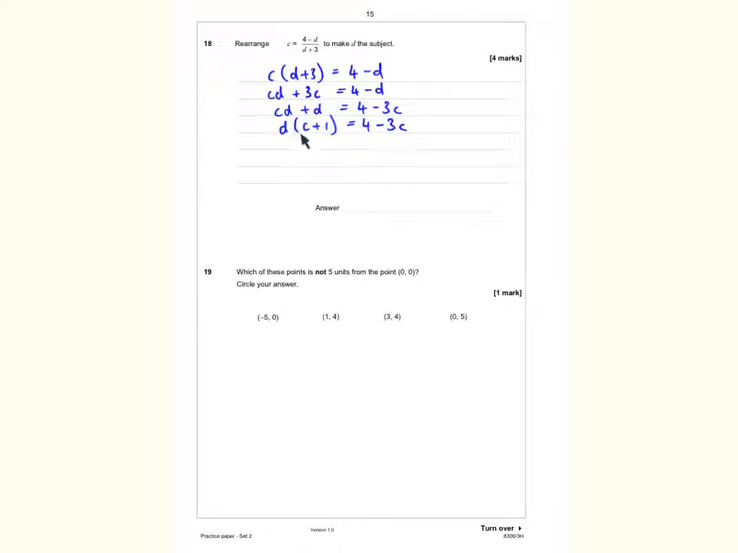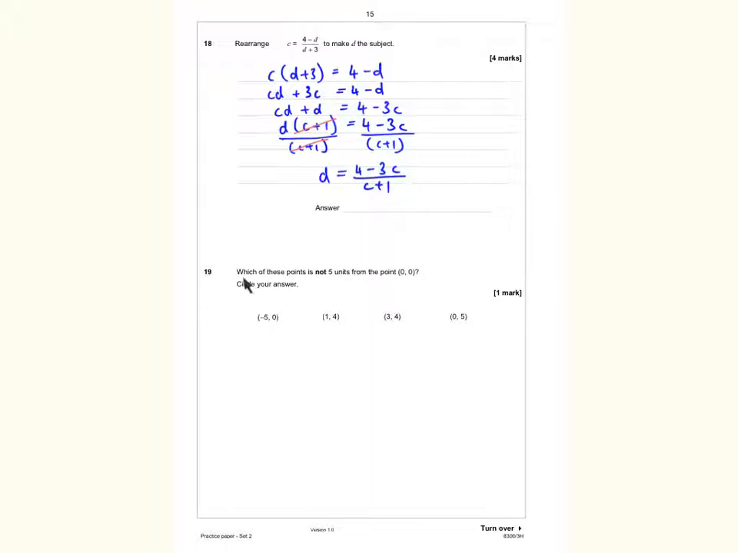Therefore, if I was to divide both sides by C plus 1, this C plus 1 will cancel, and I will have divide by C plus 1 on that side. So what it would look like is divide by, let's put it in brackets, C plus 1, and divide by C plus 1 here. And then I know that this and this will cancel, and I would be left with D equals 4 take away 3C over C plus 1. So we've rearranged this equation to make D the subject here.